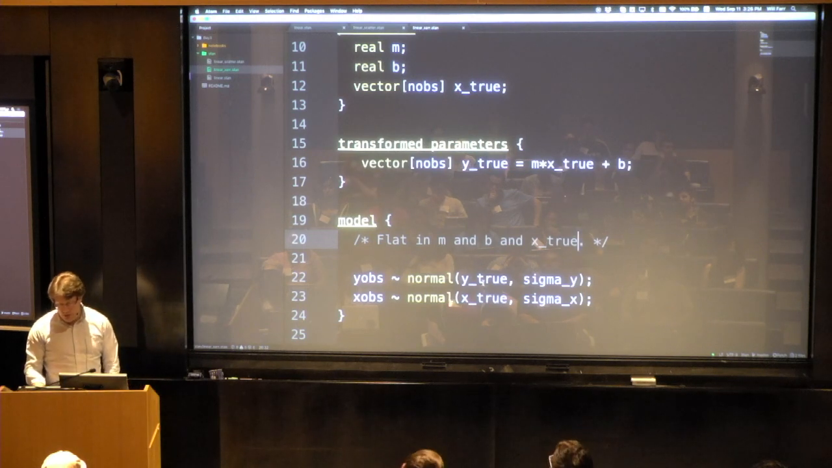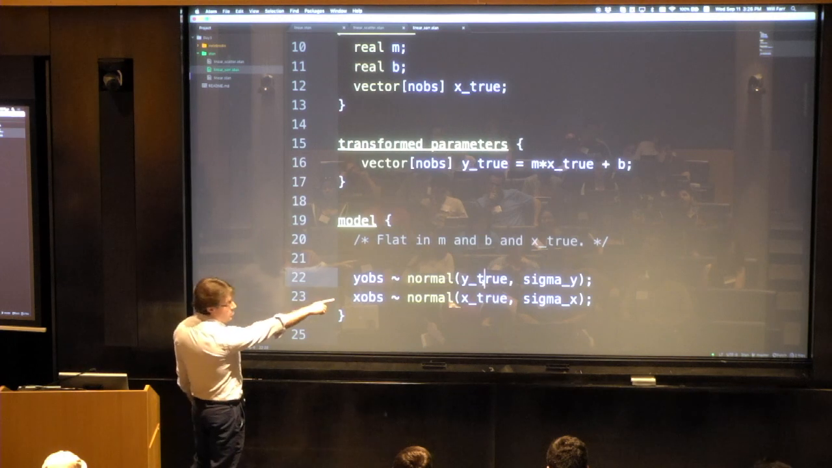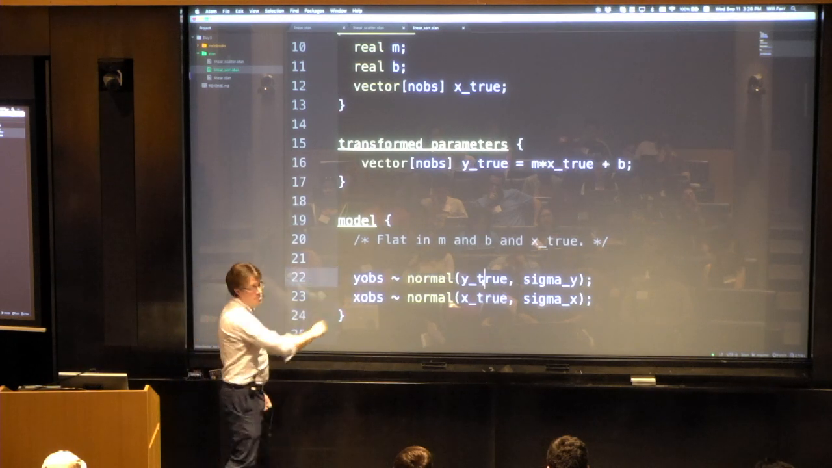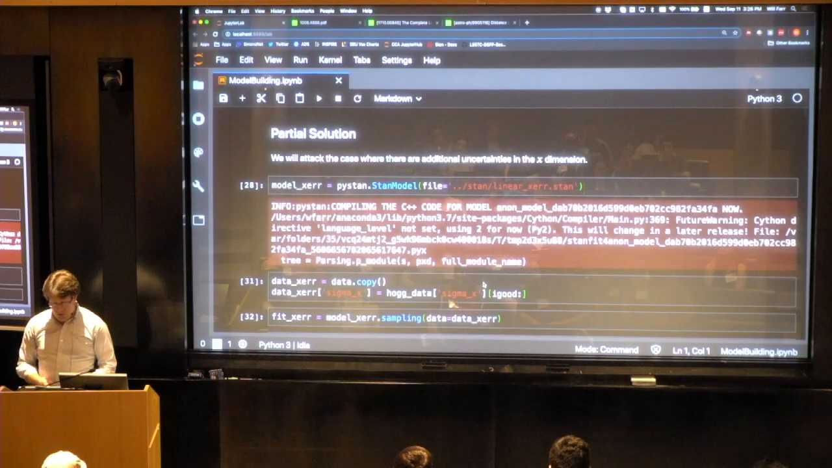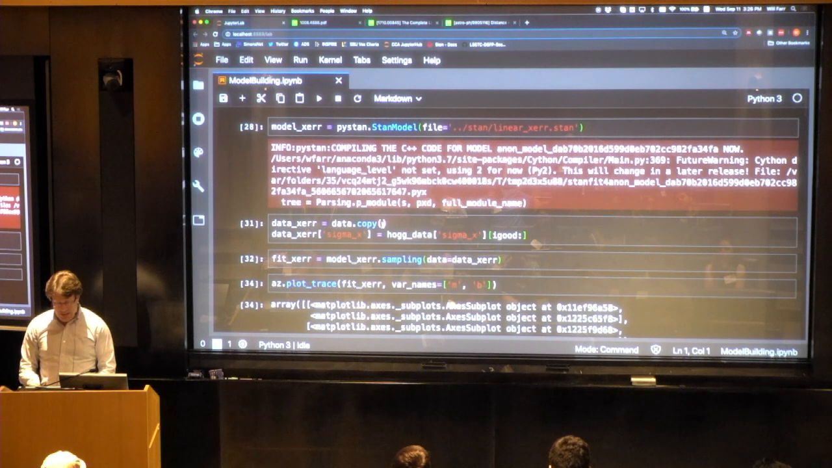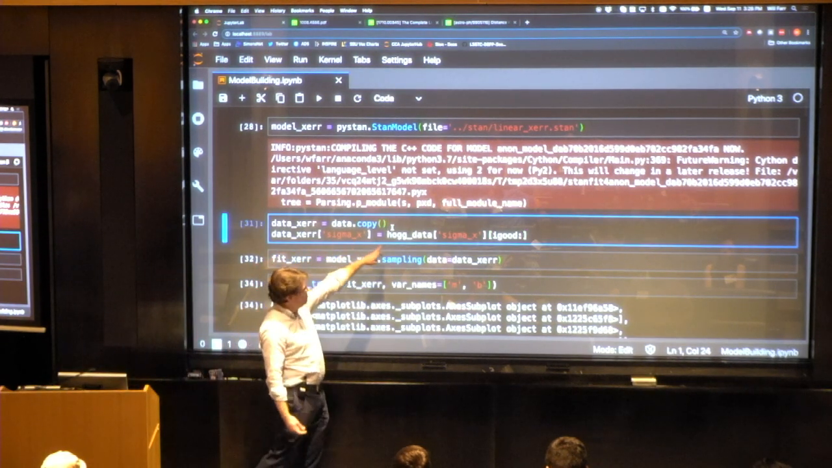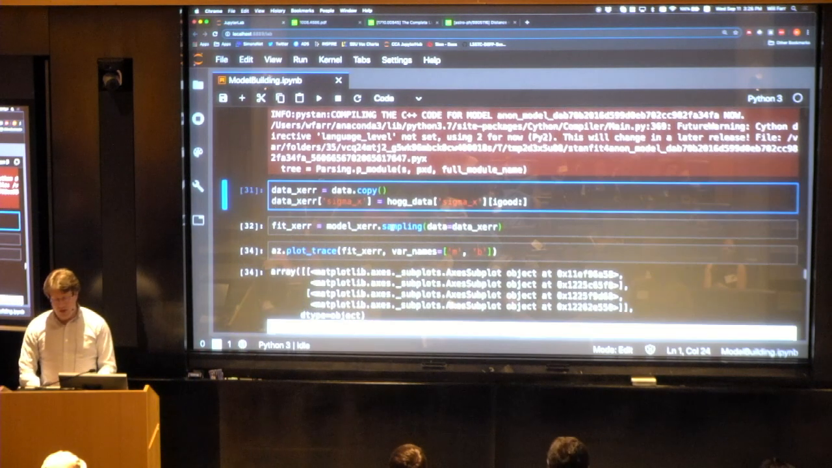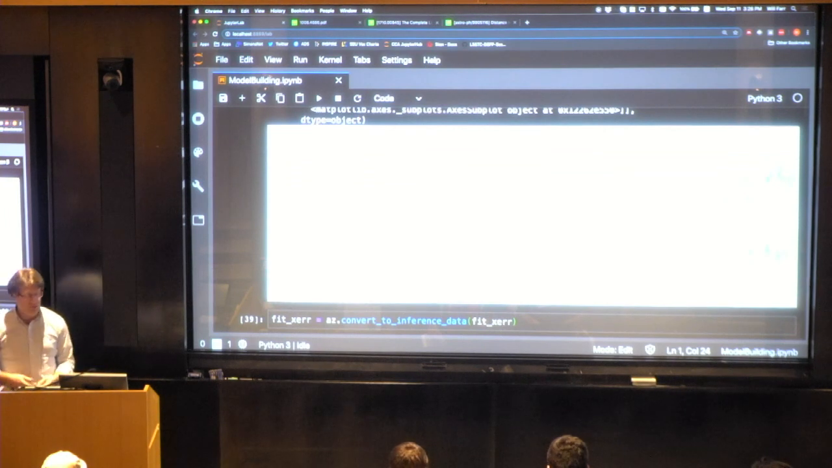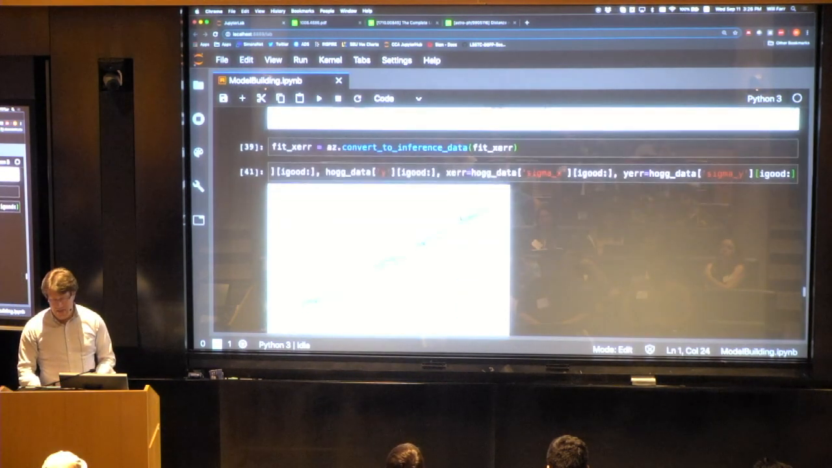And then we have two observations for each data point. One is that the observed y is given by y true with that uncertainty, and the observed x is given by x true with that uncertainty. We do the usual business, so we compile the model. The data now look like our old data, but they have one additional column, which is sigma x. We have to tell the code what that is. We run a fit. We get some slopes out. It looks like nothing's gone horribly wrong. And then we make our plot.